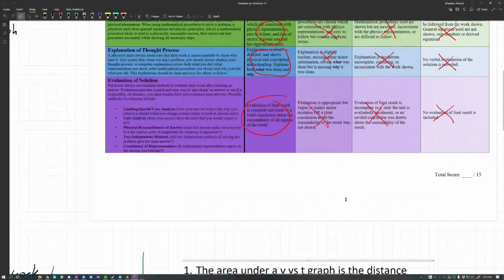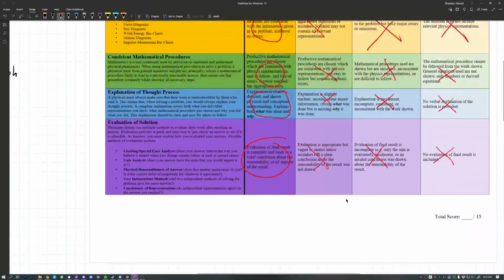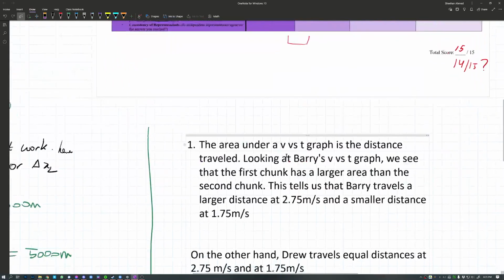All right, that's how we do a problem. Well, I think I'm going to get a 15 out of 15 in this one. Maybe I could put a little bit more effort into my evaluation. Maybe this becomes a 14 out of 15. I don't know. But this is how we do a problem.